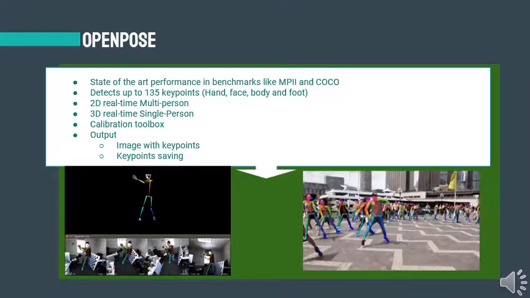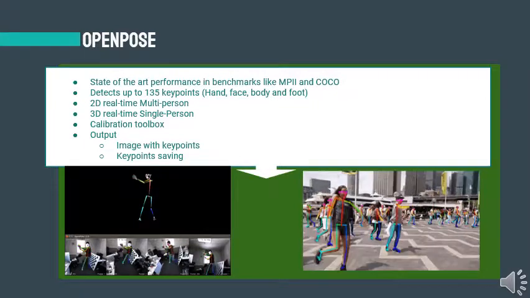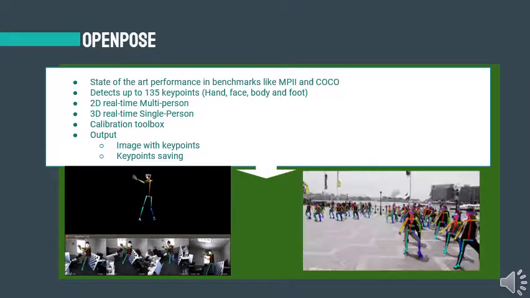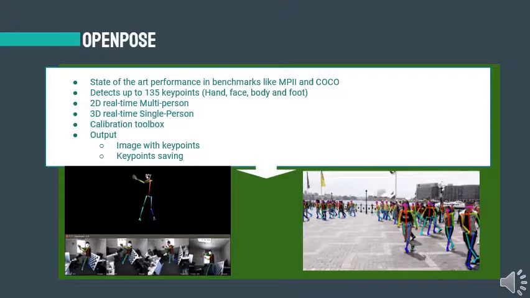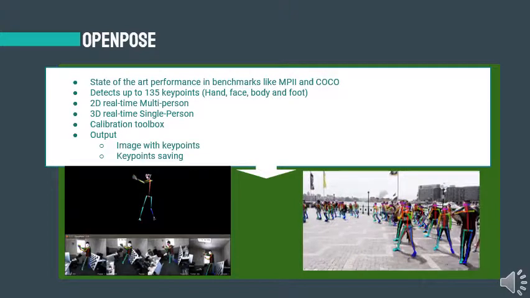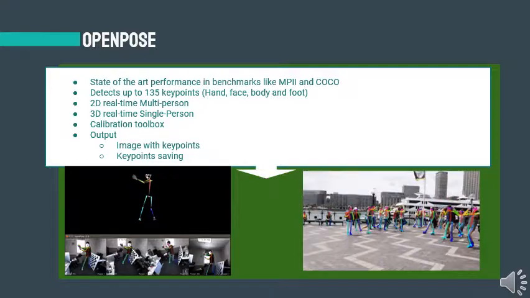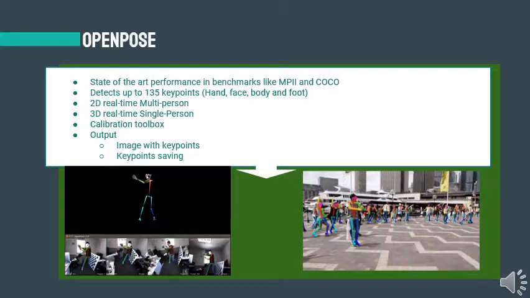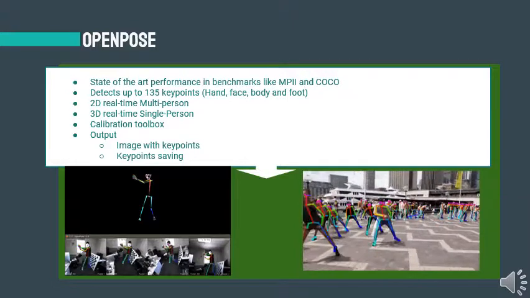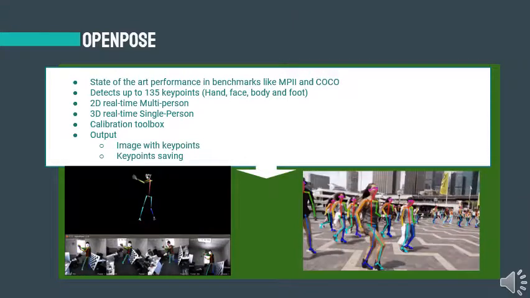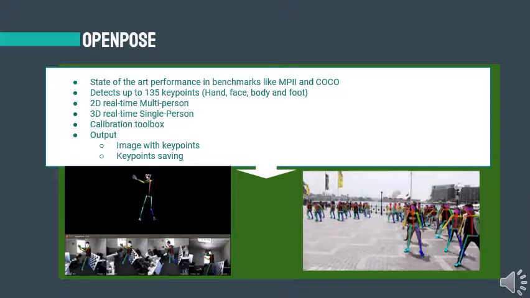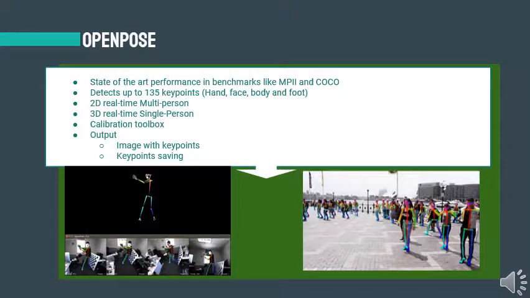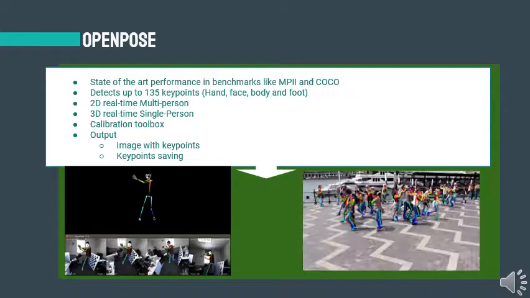Openpose also provides a calibration toolbox, which provides estimation of distortion, intrinsic and extrinsic camera parameters. For input, it takes images, video, and camera raw outputs. The output of Openpose comes in two main formats: images rendered with annotated key points on top of the image, and key point vectors saved in textual formats such as JSON, XML, and YAML.